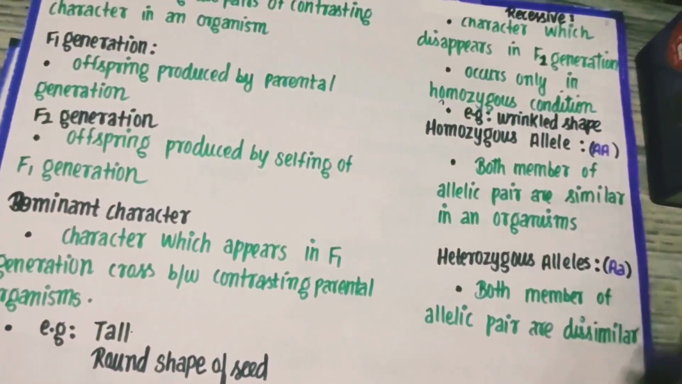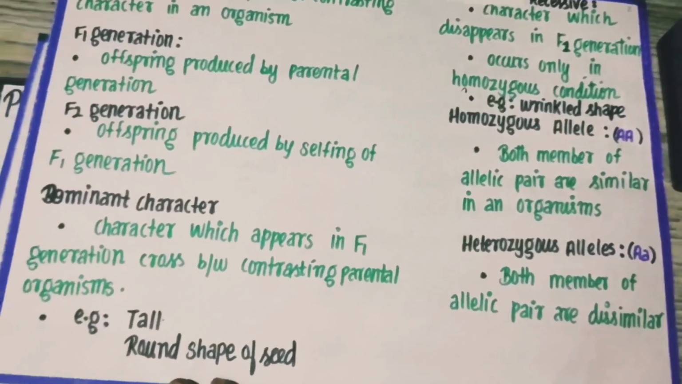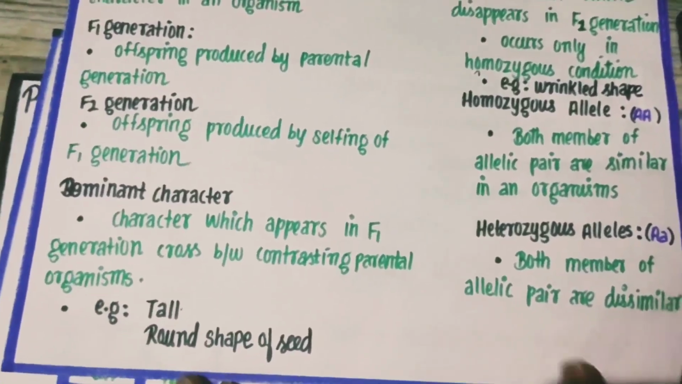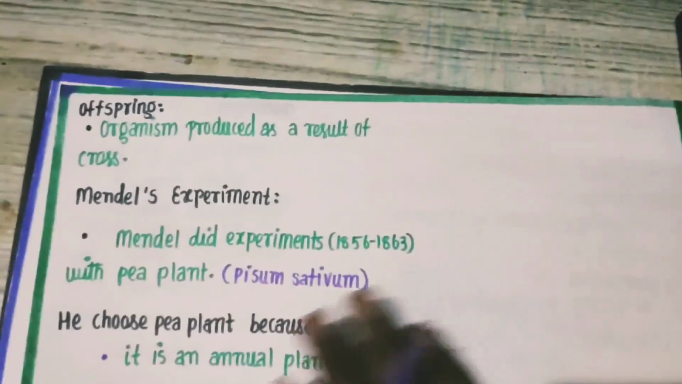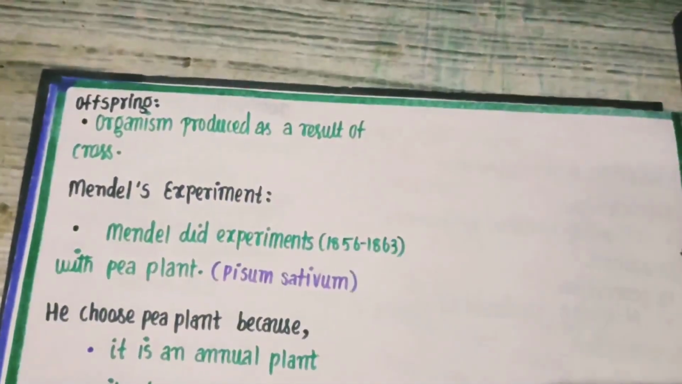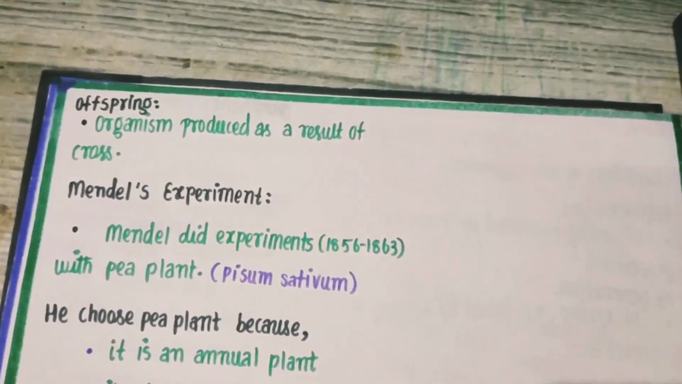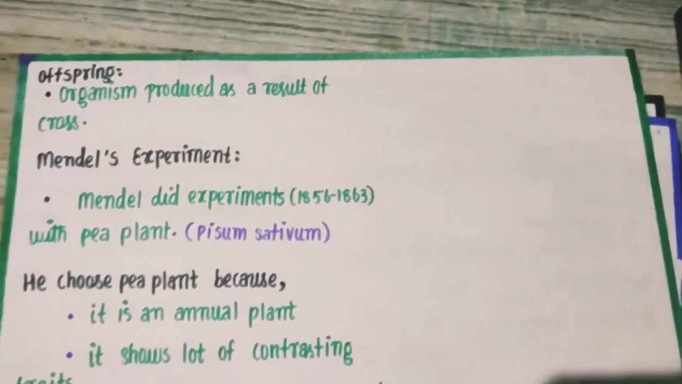Capital A, small a. The capital A is the character which is called dominant, right kids? Then small a is the recessive one. Then you are going to understand what is offspring. Offspring is an organism that is produced as a result of the cross. That means the child, the next generation. So an organism produced as a result of a cross is called offspring, right kids?